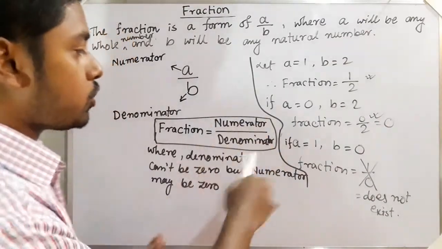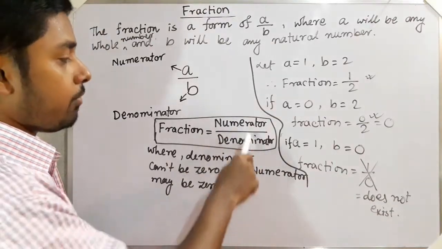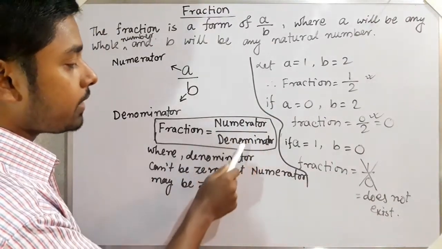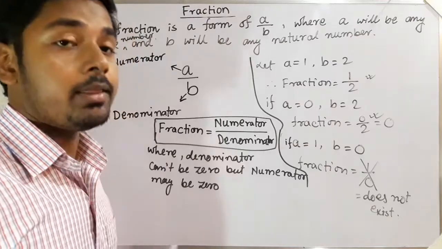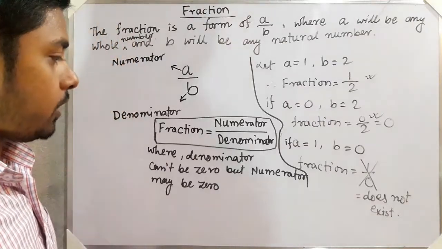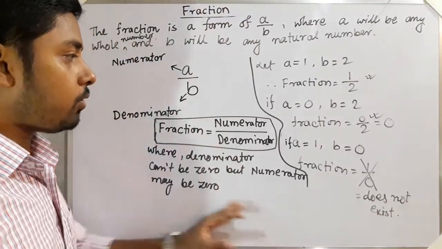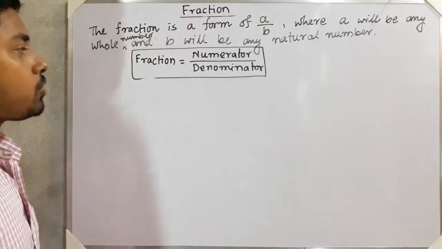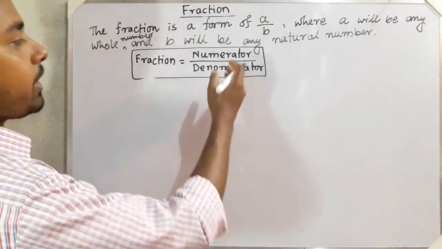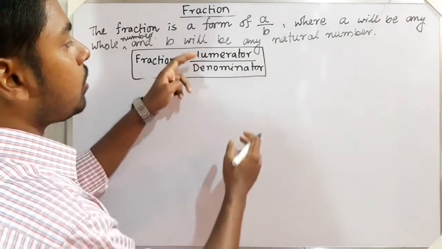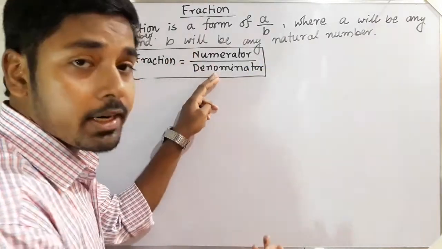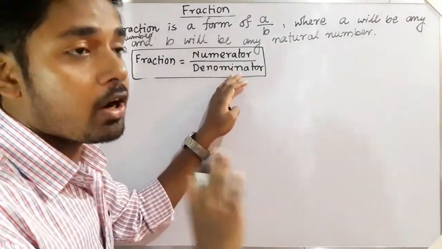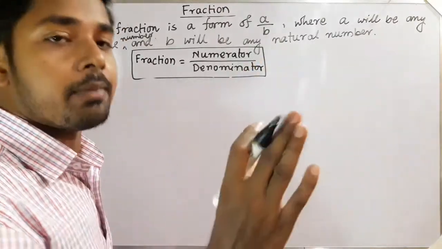This is the actual form of the fraction, where the upper part is called the numerator and the lower part is called the denominator. So first of all, you will pause the video to note it down, then we will go forward. So fraction is what? Fraction is the form of A by B, where A is called the numerator and B is called the denominator, and denominator cannot be 0, but numerator can be 0.